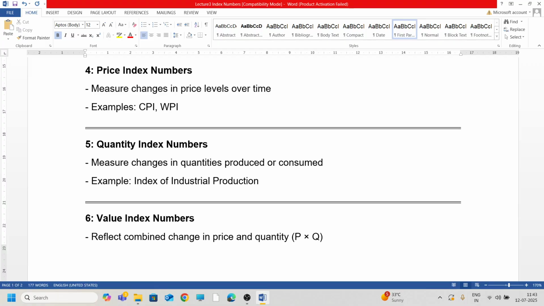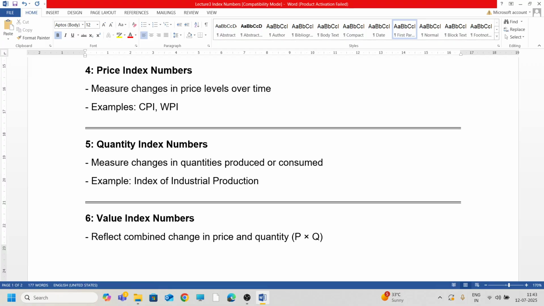Okay, so next one, quantity index number. Measures changes in quantities produced or consumed. Example is the index of industrial production. Quantity index numbers track changes in the volume or quantity of goods produced or consumed. A common example is the index of industrial production, which measures industrial output over time.